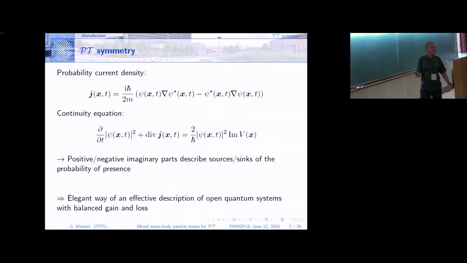Now, if you look at the probability current density that we know from ordinary quantum mechanics and look at the continuity equation for it, then normally on the right-hand side, for a vanishing imaginary part of the potential, you have 0. But now with an imaginary part different from 0, if the imaginary part is positive, you have sources of probability current density, so of the probability of presence. So this provides, therefore, an elegant way of describing open quantum systems with gain and loss.